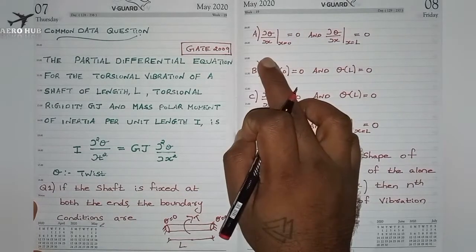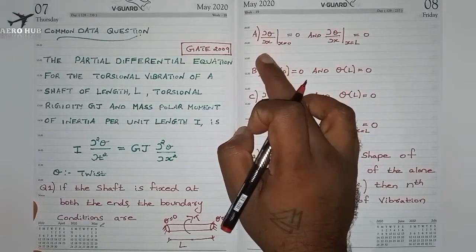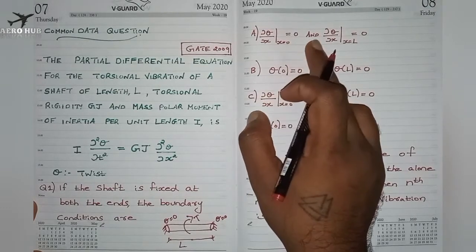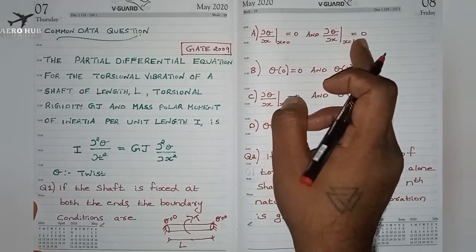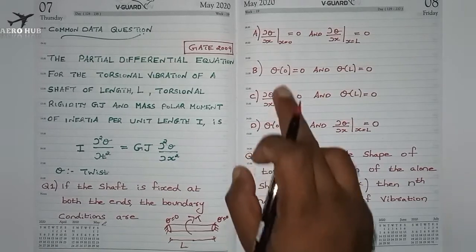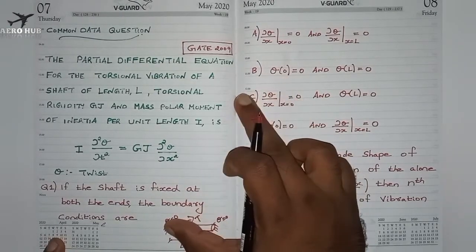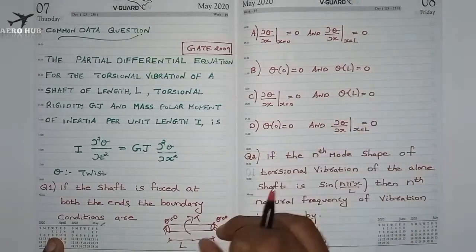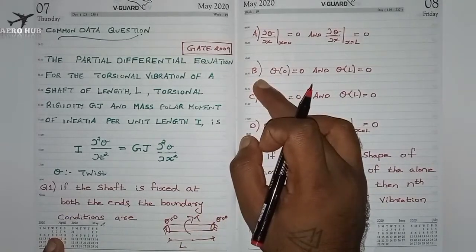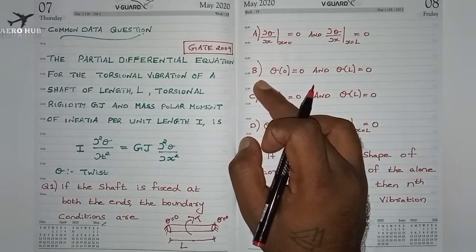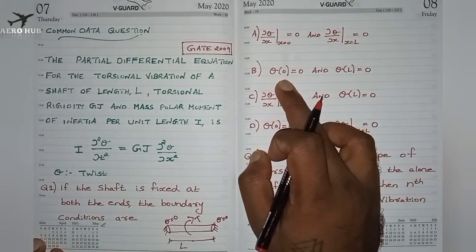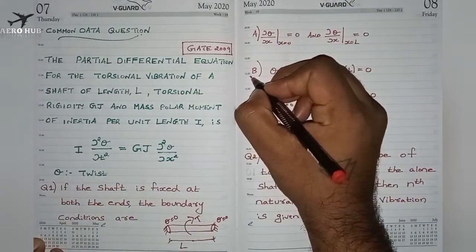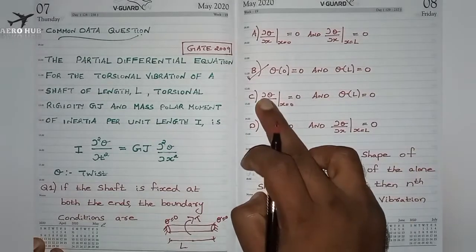Here are your options. Option A: ∂θ/∂x at x equal to 0, that is the initial position, is equal to 0, and ∂θ/∂x at x equal to L is equal to 0. Option B: θ of 0, that is at one end, is equal to 0, and θ of L, that is at the other end, is equal to 0. This option will be the correct answer, because the angle of twist will be 0 at both ends.